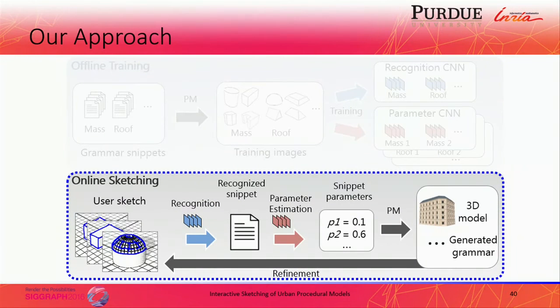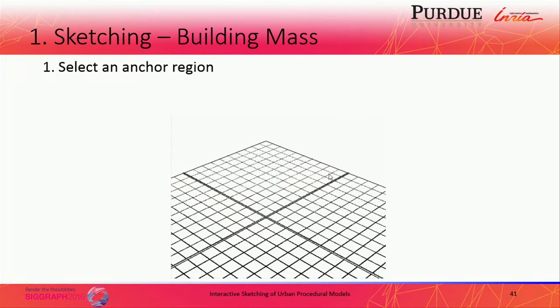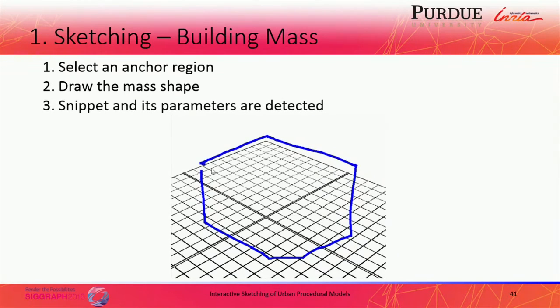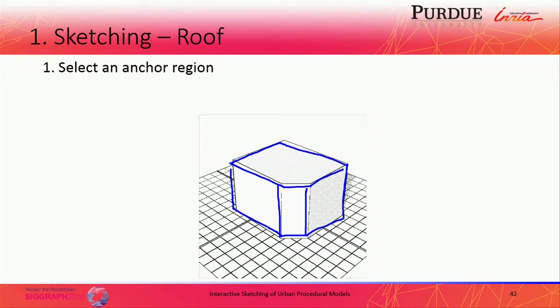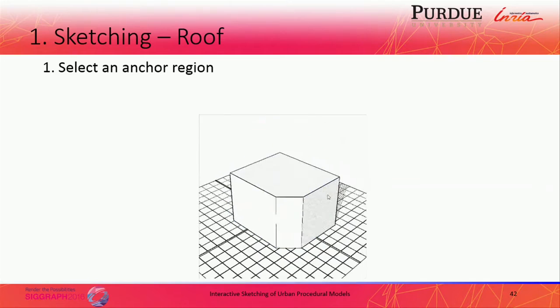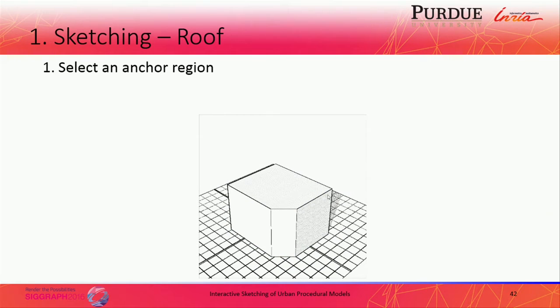For each object type, the user selects an anchor region for the next sketch. At the beginning, the ground plane is selected as a default. The user draws a mass shape for a building, and the snippet and its parameter values are detected by the CNN. For the roof shape, the user selects an anchor region by menu or lasso gesture, and the system changes the viewing direction automatically such that the user sketch is best aligned to the training images. The user draws a roof shape, and the snippet and its parameter values are detected by the CNNs.